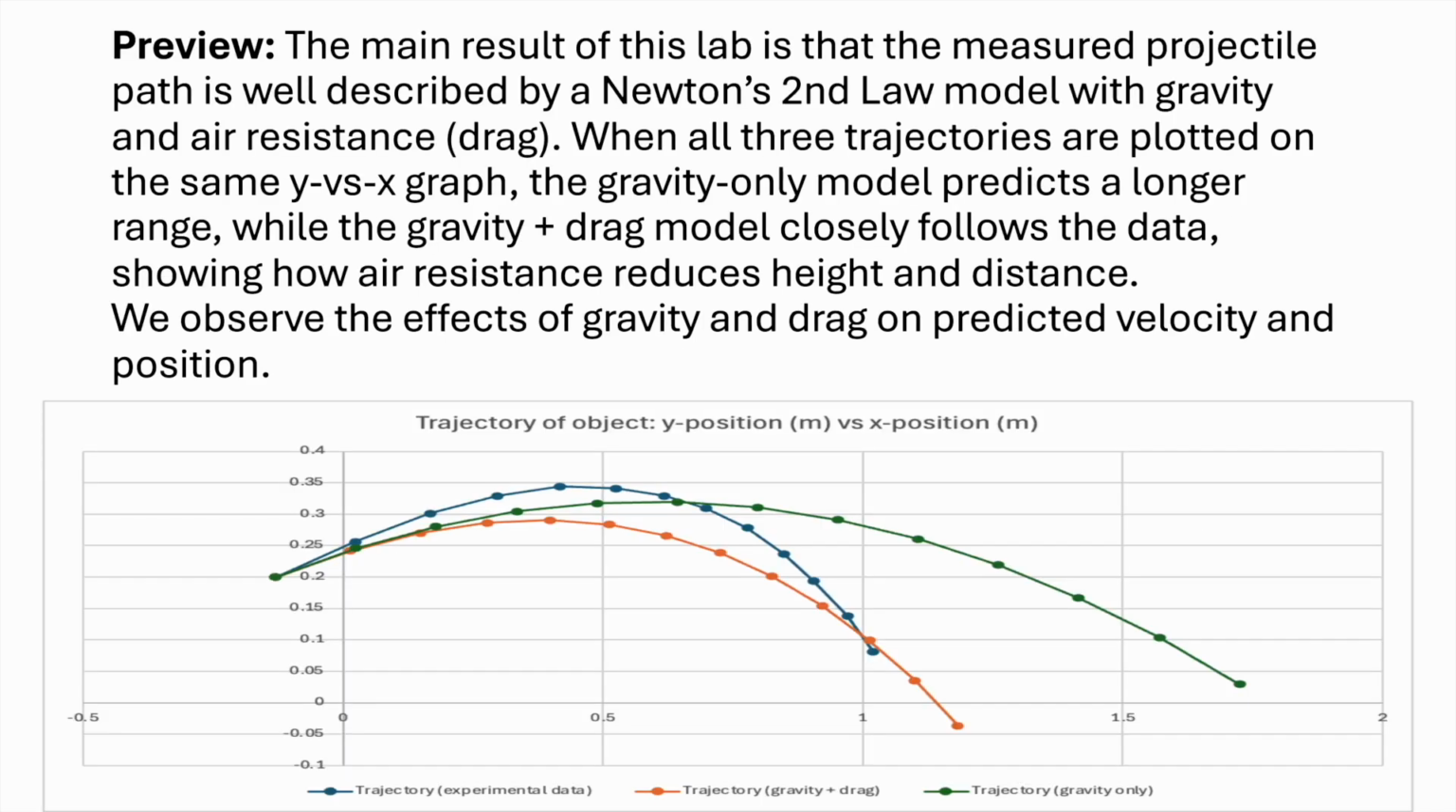The main result of this lab is that the measured projectile path is well described by a Newton's second law model with gravity and air resistance, drag. When all three trajectories are plotted on the same y versus x graph, the gravity-only model predicts a longer range, while the gravity and drag model closely follows the data, showing how air resistance reduces height and distance. We observe the effects of gravity and drag on predicted velocity and position.